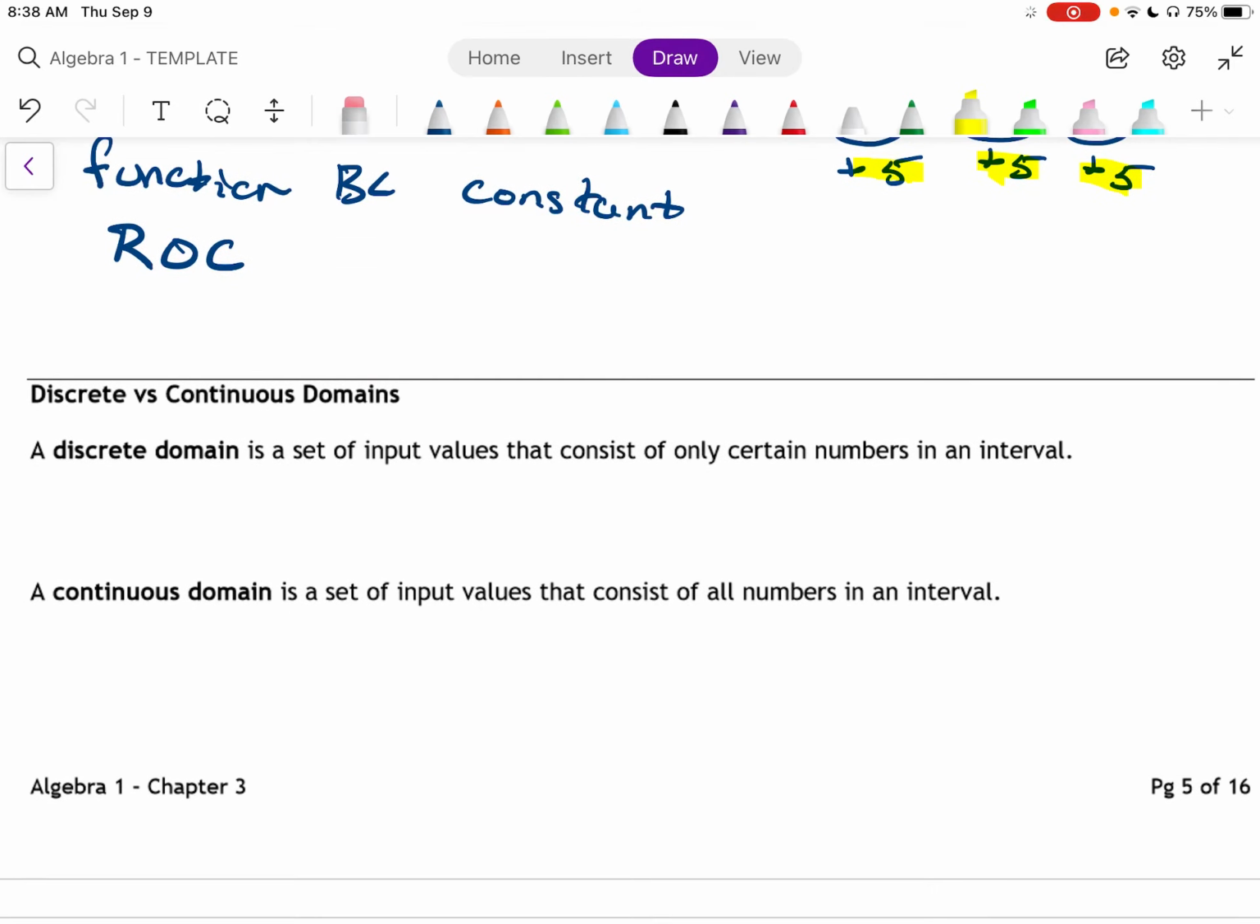A discrete domain is a set of all input values that consists of only certain numbers in an interval. And we've already dealt with this. This would be something listed like 1, 2, 3, 4. That would be a discrete domain. It's a domain, and then the discrete part is where it's just a list. Continuous domain would be where we list it the other way. So this would be like, I don't know, negative infinity less than x less than 10, or something like that. That would be continuous because we listed an interval, right? An interval can be written like this.